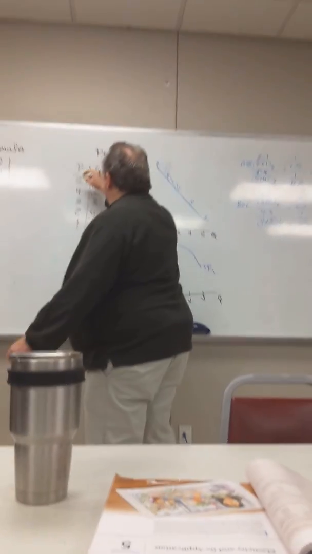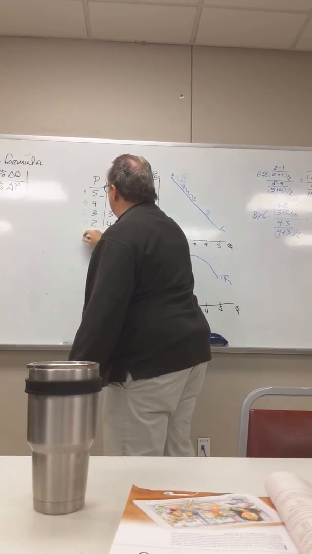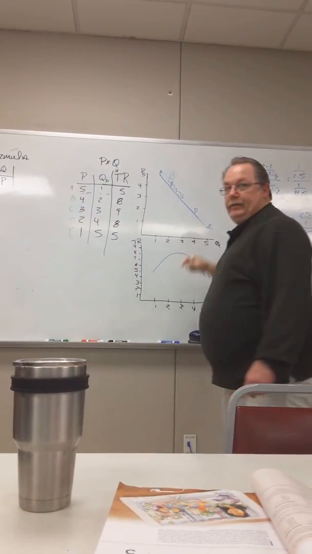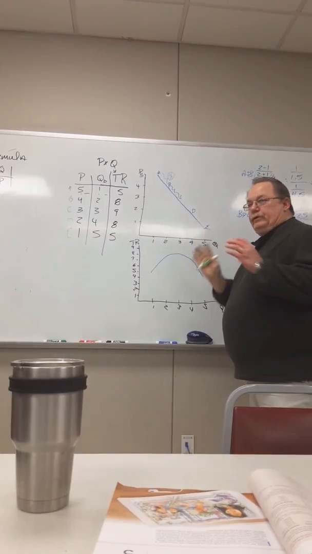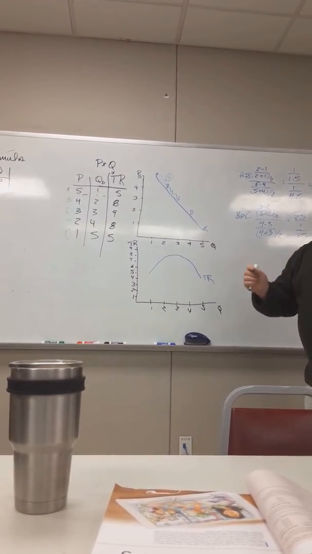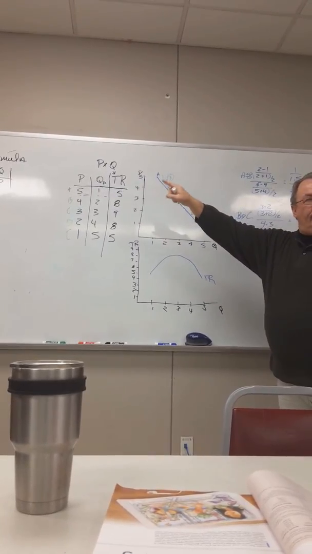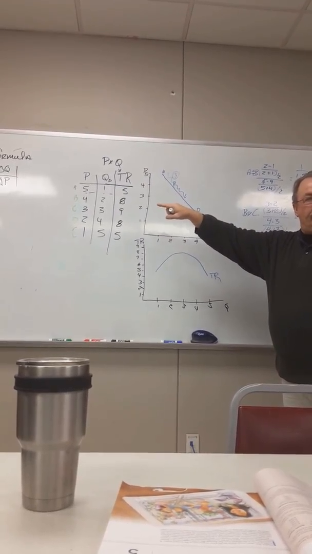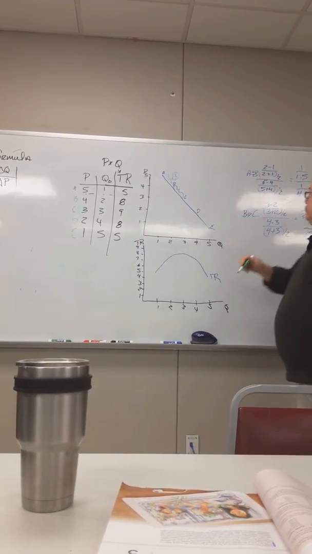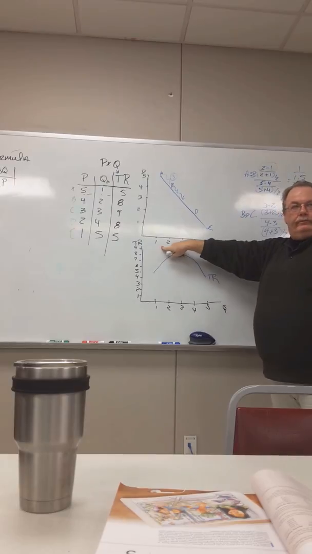I'm going from A to B. So this is A, B, C, D, E. That's how these points are defined. So the first equation I create is from A to B. It's the percent change in quantity over the percent change in price. So the first thing I must do is determine the distance between these two intervals.